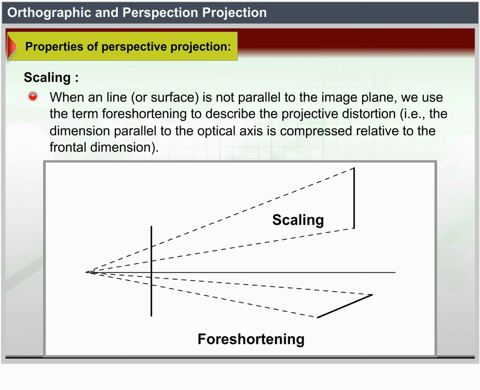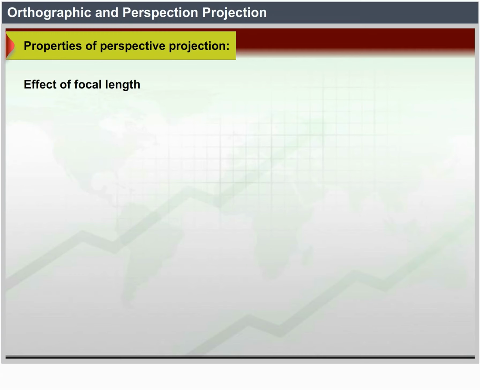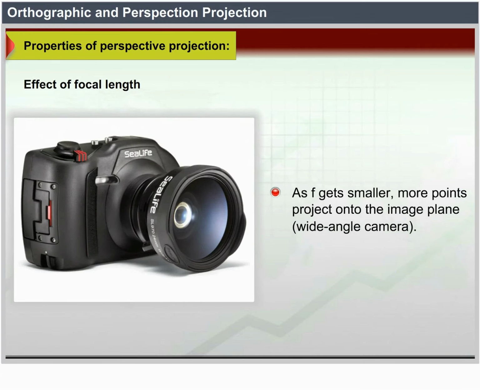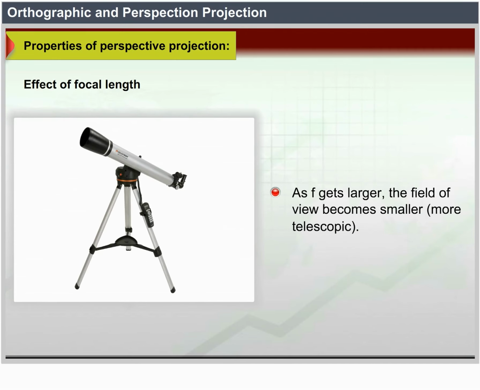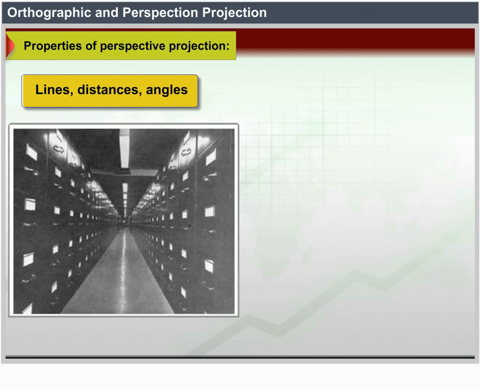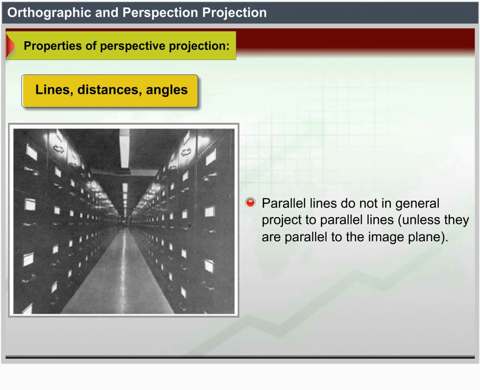Effect of focal length. As f gets smaller, more points project onto the image plane, giving a wide-angle camera. As f gets larger, the field of view becomes smaller, more telescopic. Lines, distances, angles: lines in 3D project to lines in 2D. Distances and angles are not preserved. Parallel lines do not in general project to parallel lines unless they are parallel to the image plane.